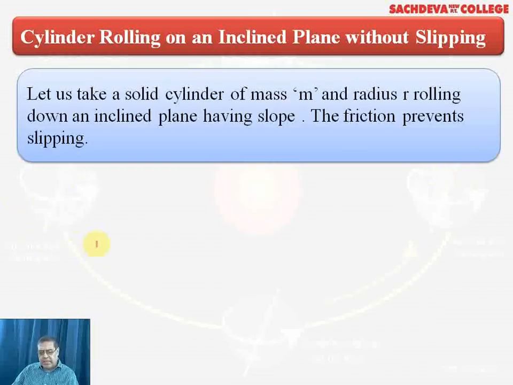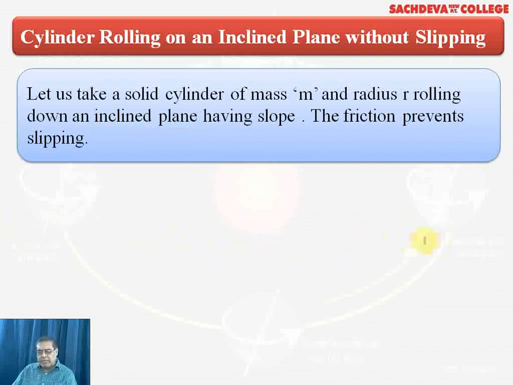So, cylinder rolling on an inclined plane, obviously at a certain angle, without slipping. So now it is not simply moving against the friction, it is rolling without slipping. Let us take a solid cylinder of mass m. So what is small m representing? The mass of a solid cylinder. R is the radius of the rolling cylinder, rolling down an inclined plane having a slope.